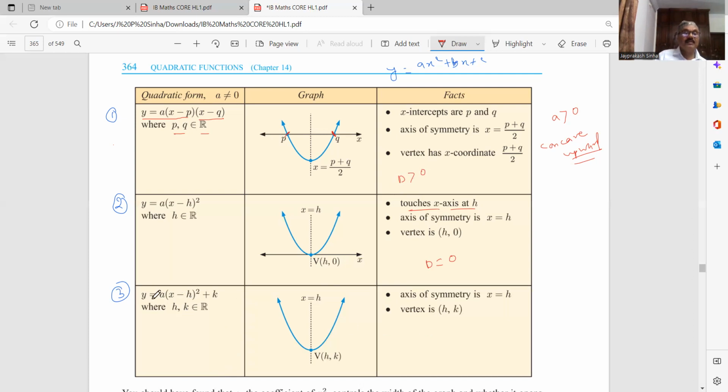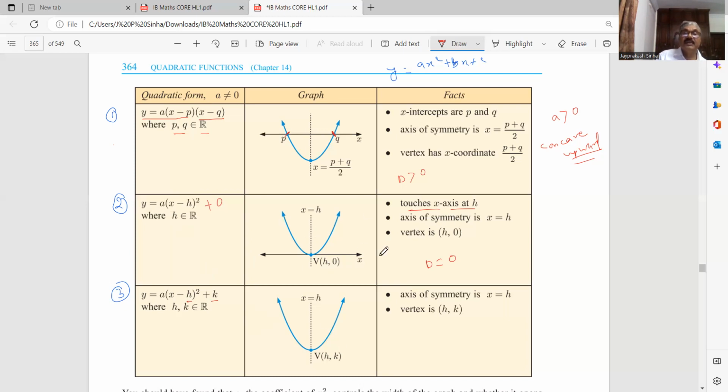And this is y is equal to a into x minus h whole square plus k. In this case, the axis of symmetry is x is equal to h, and the vertex is h, k. In the earlier case you can write plus 0, so the vertex is h and 0, meaning the x coordinate is h and the y coordinate is 0. Here the x coordinate is h and the y coordinate is k.